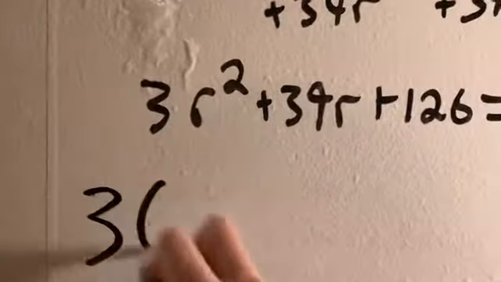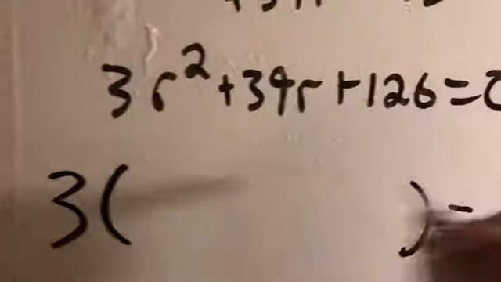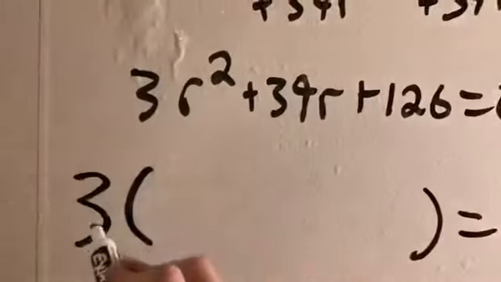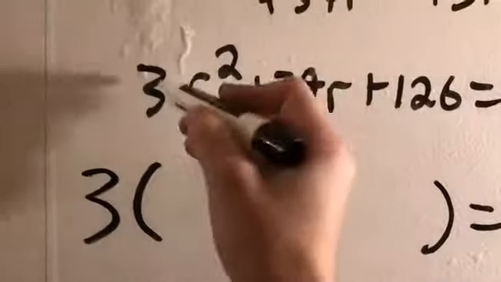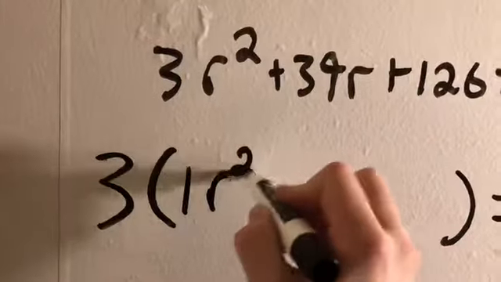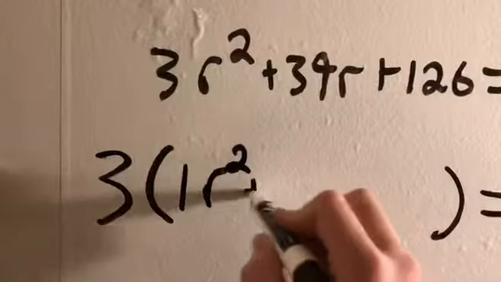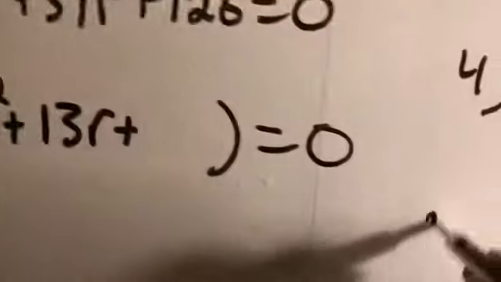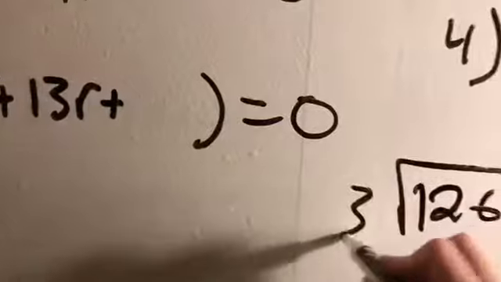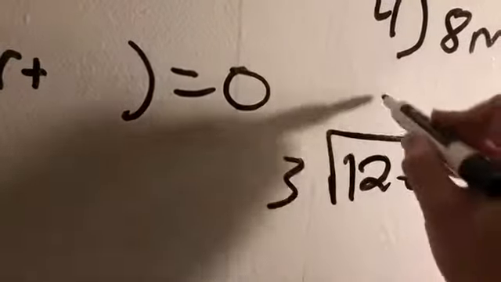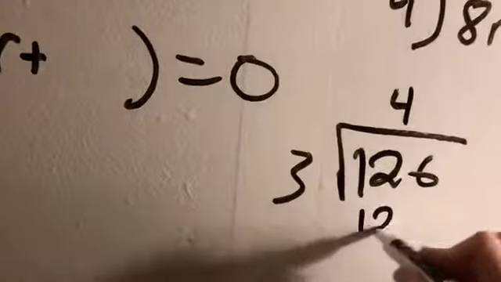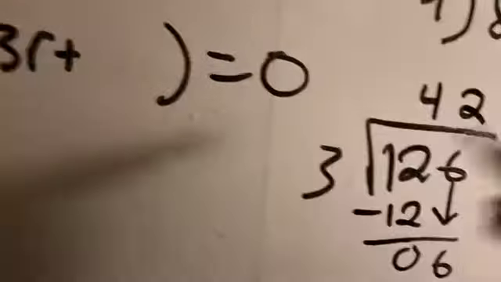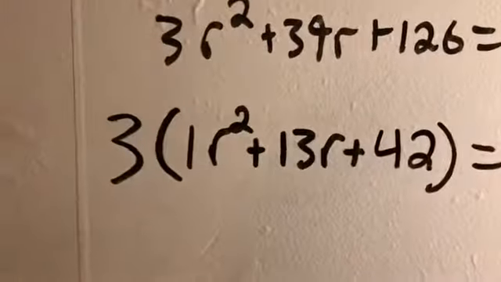So let's try. When we factor out a GCF, we set it up like distribution. Whatever number we're trying to divide out, we have to organize as distribution. 3 divided by 3 is 1r squared. 39 divided by 3 is 13r plus 126 divided by 3. 3 can't go into 1, but 3 can go into 12 4 times. 4 times 3 is 12. Bring down the 6. 3 goes into 6 2 times. So we know this will be plus 42.